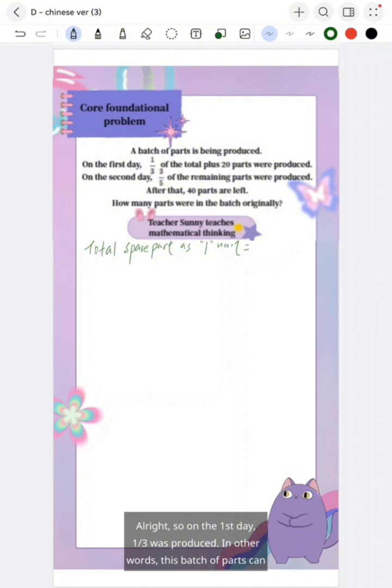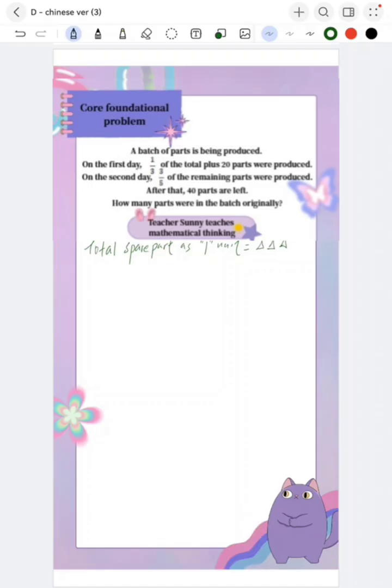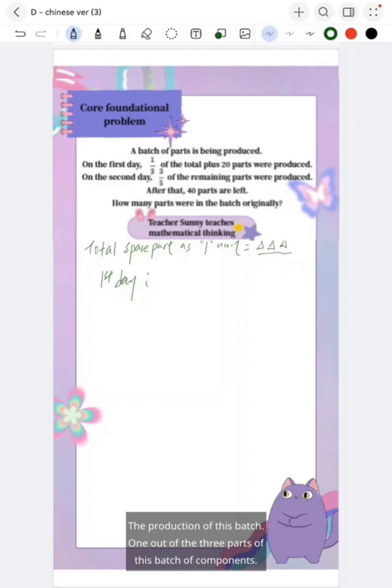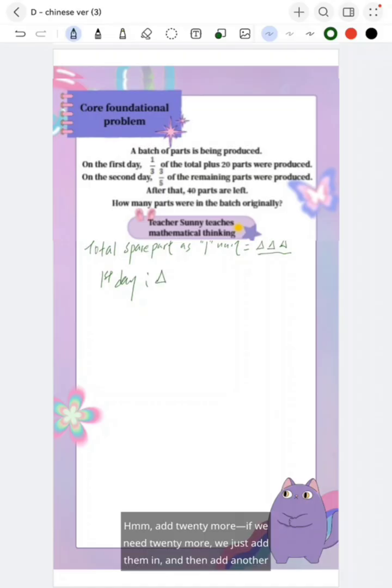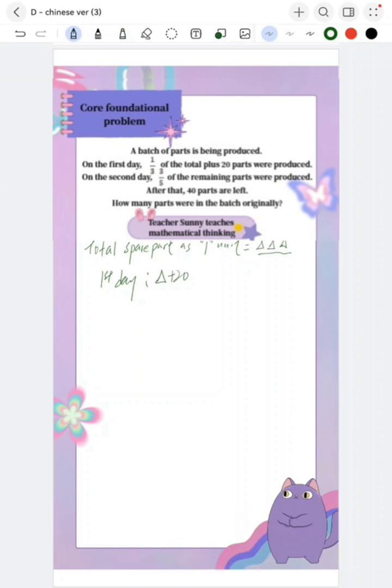Alright, so on the first day, 1/3 was produced. In other words, this batch of parts can be evenly divided into 3 parts. Just draw 3 triangles to represent it, that's enough. Alright, so the event is just the very first day: the production of this batch. 1 out of the 3 parts of this batch of components. Add 20 more. If we need 20 more, we just add them in and then add another 20.